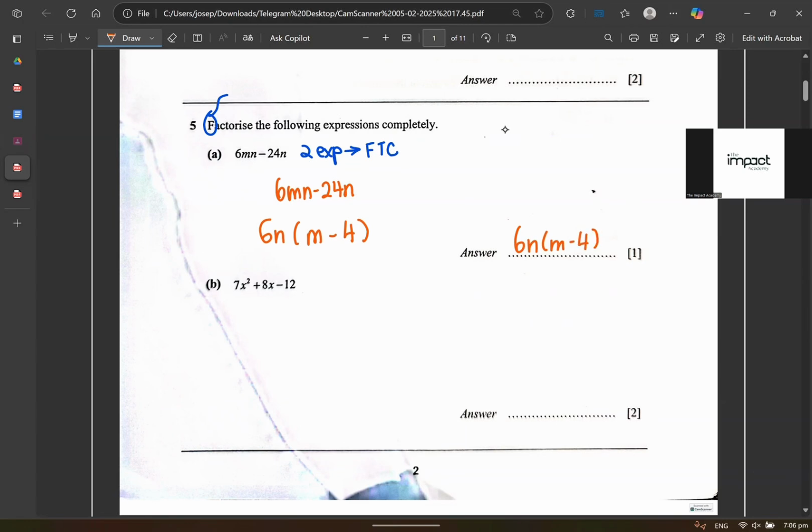Okay. Next one. How many expressions are there? Three expressions. Always three expressions. For every expression, always take out what is common first. Find the common factor. But with three expressions, you always have to do something called CF. You know what's the meaning of CF?